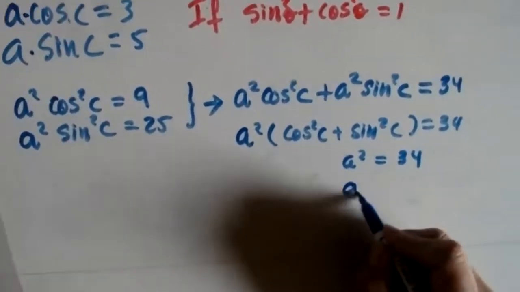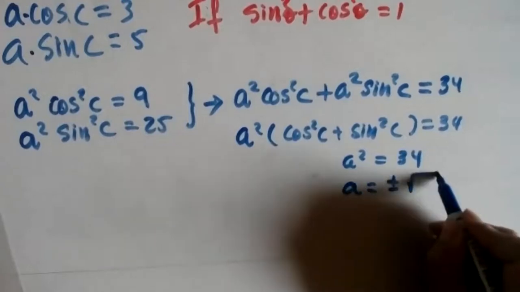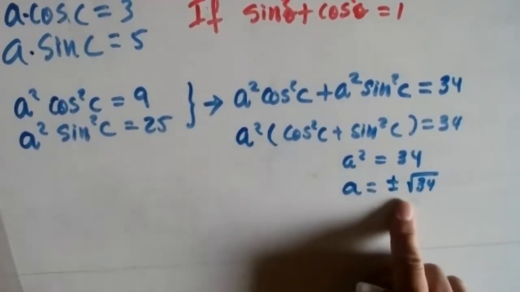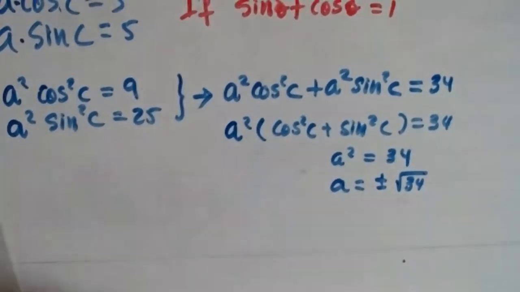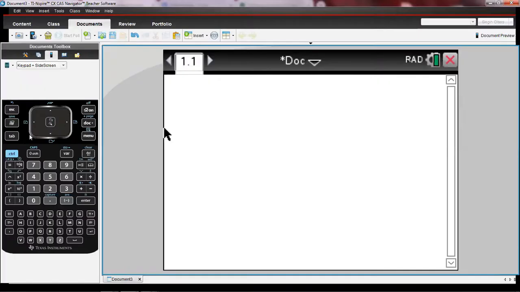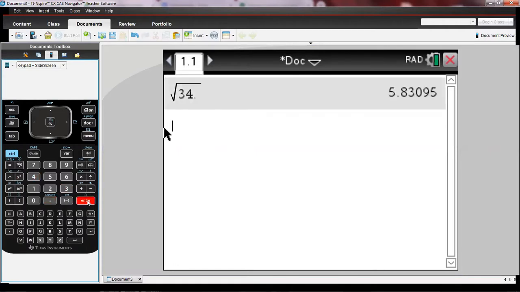And a is going to be positive, negative, the square root of 34. Now, whatever the square root of 34 is, I'm going to keep it. But if you want, you can check this. Let me see, the calculator, right? I check the calculator, so I have control square root of 34. Press enter, 5.83. So this is positive, negative 5.83095.